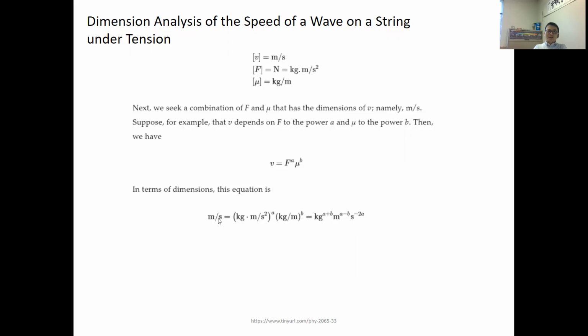On the left-hand side, you don't have kg, so that tells you first that a plus b should be equal to 0. Then kg to the 0 becomes 1. You should have meters there, so a minus b is equal to 1. The seconds are in the denominator, so s to the minus 1 means minus 2a is equal to minus 1, so 2a is equal to 1. So then we get those three equations.